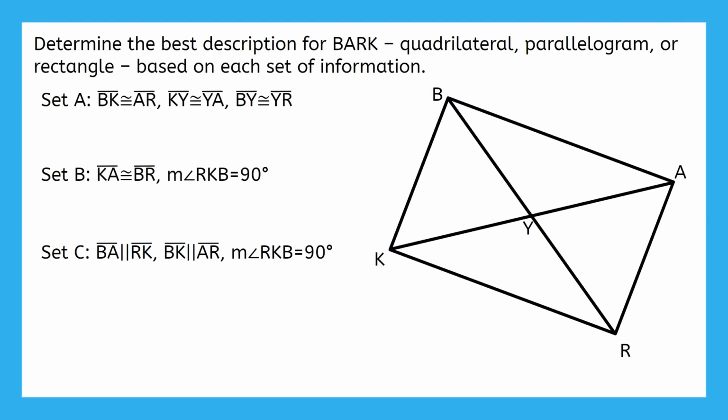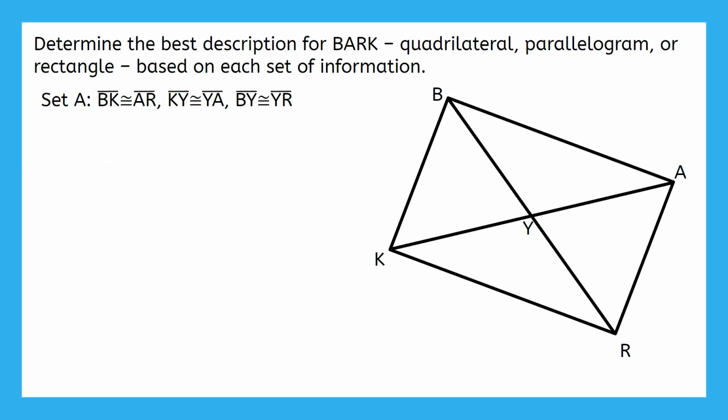Our practice problem says, determine the best description for BARK, quadrilateral, parallelogram, or rectangle, based on each set of information. We have three sets of information here, so let's look at them one at a time. Set A says BK is congruent to AR, KY is congruent to YA, and BY is congruent to YR. Pause here and take a moment to mark these congruences on your picture.